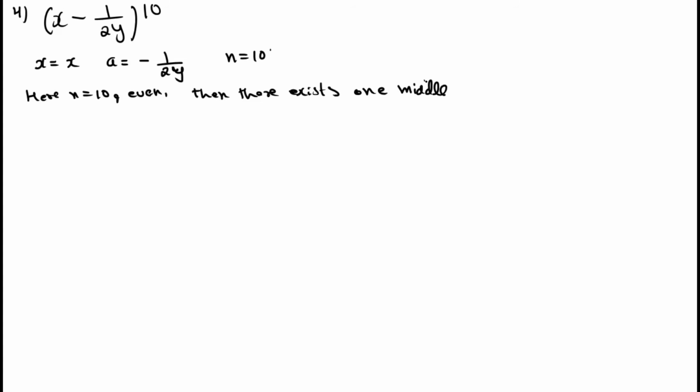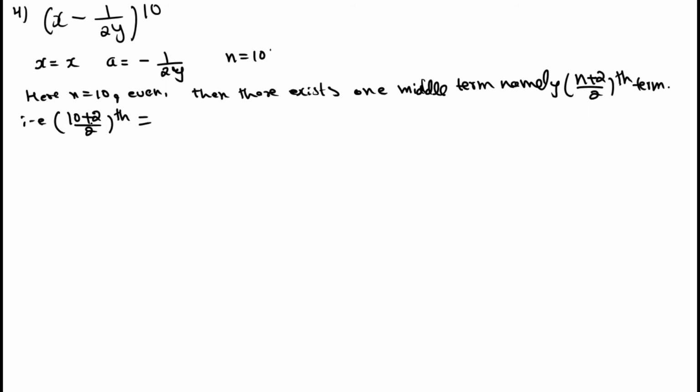Okay, one middle term, namely, what is that middle term? It is the (n plus 2) divided by 2th term. Here n value is 10, so (10 plus 2) by 2, that is 12 by 2, that is the 6th term. The 6th term is the middle term. So now calculate the 6th term.